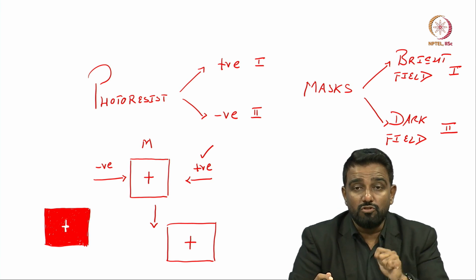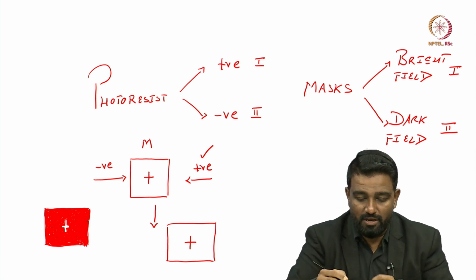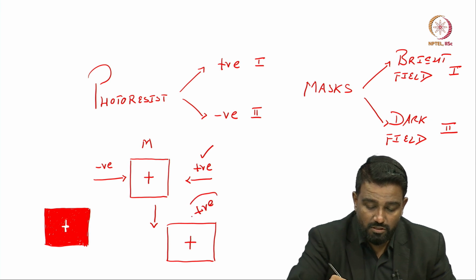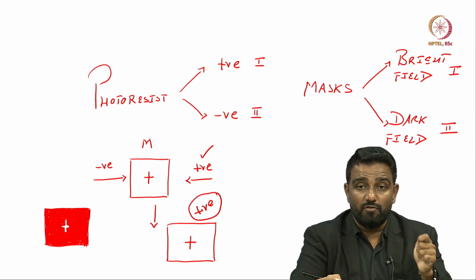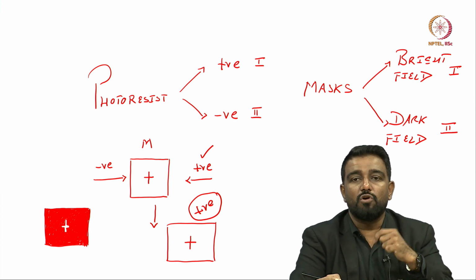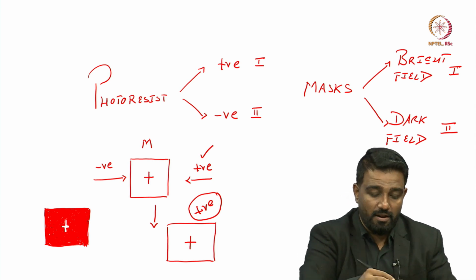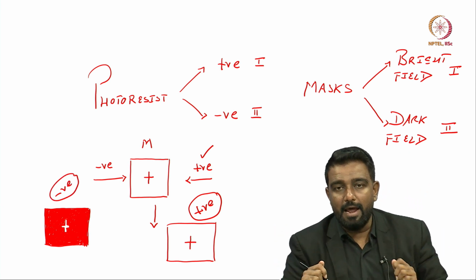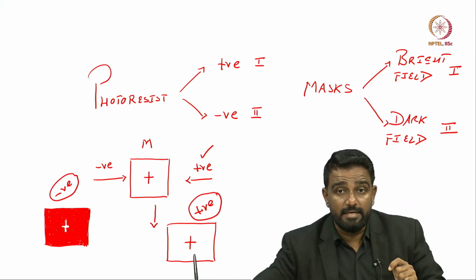The area which is not exposed becomes stronger. We can see this from this particular example of a positive photoresist. In the case of negative photoresist, the area which is exposed becomes stronger, and the area which is not exposed becomes weaker. This is the case of negative photoresist. Easy.